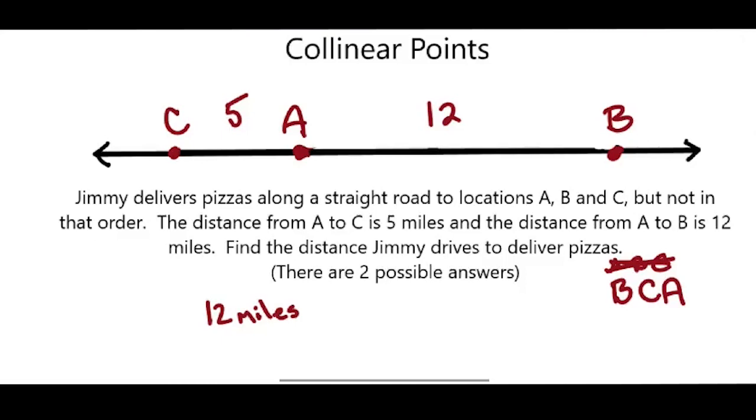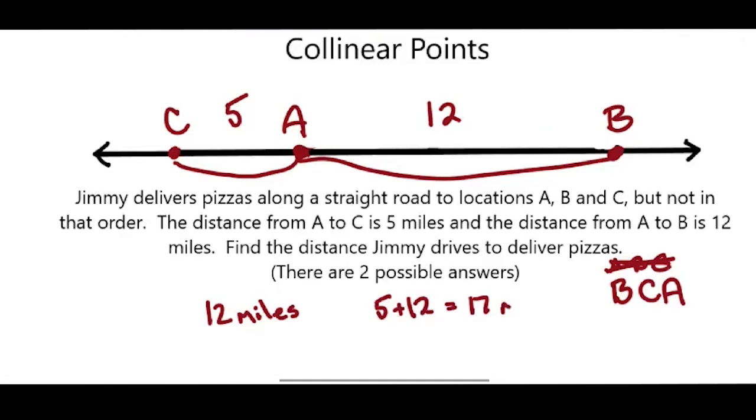Well, all you do here is you add. We have C to A, which is 5, and then we have A to B, which is 12. So that one would be 5 plus 12, and that one is 17 miles. And that's how you find the distance of line segments using collinear points. Just make sure that you draw the diagram because it helps a lot.